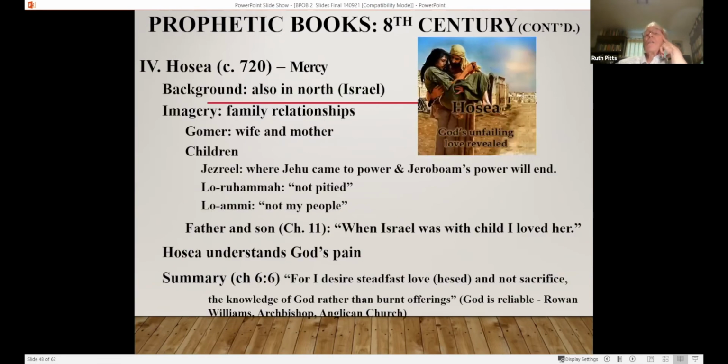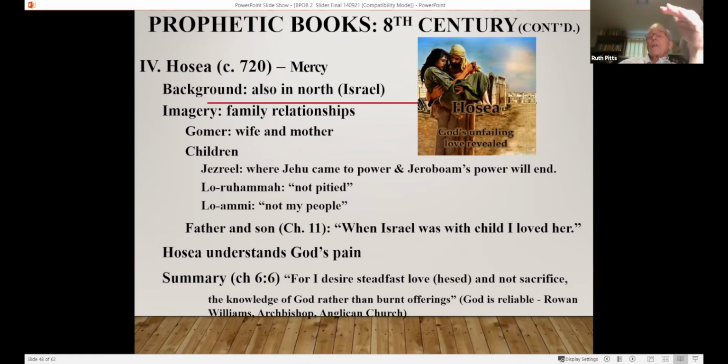Hosea's message is one of love, of steadfast love, of mercy. He's also in the north. His imagery is based on family relationships. His wife's name was Gomer, but she was unfaithful to him. And so the children are named Jezreel, where Jehu overthrew Jeroboam; Lo Ruhamah, not pitied; Lo Ami, not my people. Does that mean that this child is a bastard child?